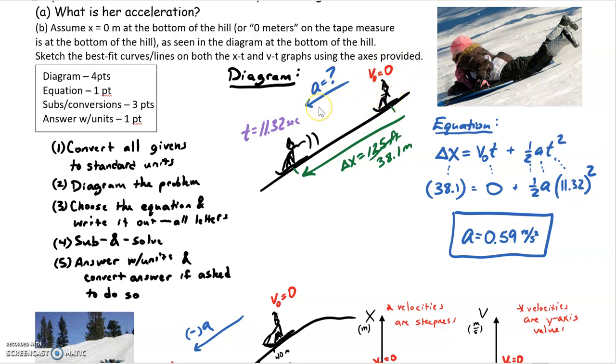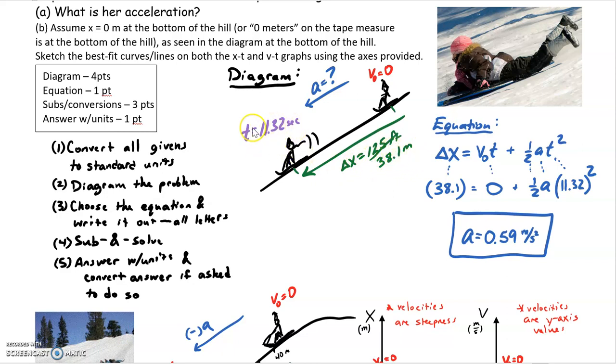A is constant over the whole thing, so I just put that in the middle as a constant over the whole duration. That's what I'm solving for, so I set that equal to a question mark. Delta x is the distance it takes, or displacement I should say, from the beginning point to the ending point. It's how many meters we've changed. And we listed that as 38.1 meters, so delta x equals 38.1 meters.